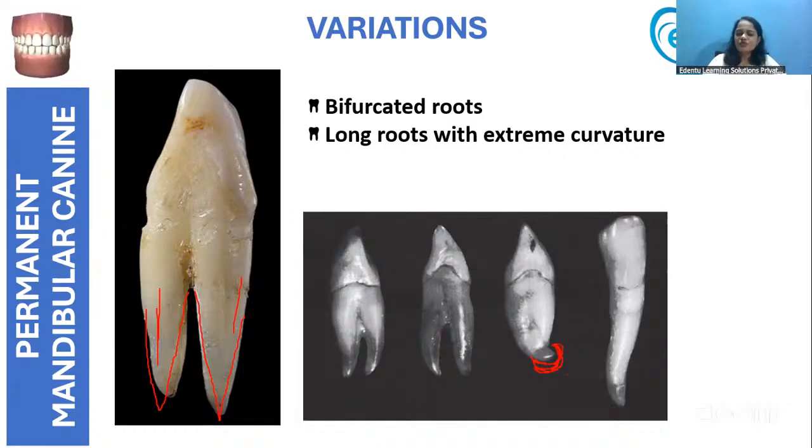And look at the length of this mandibular root. Okay, very long, right? Such variations are also observed for permanent mandibular canines.